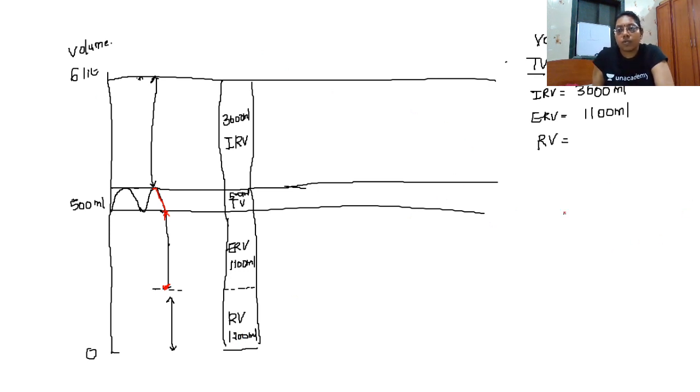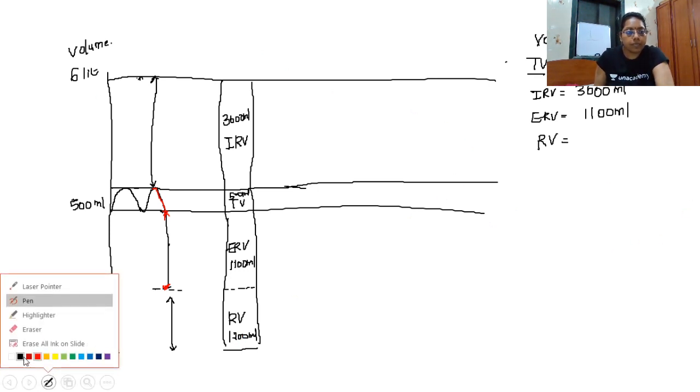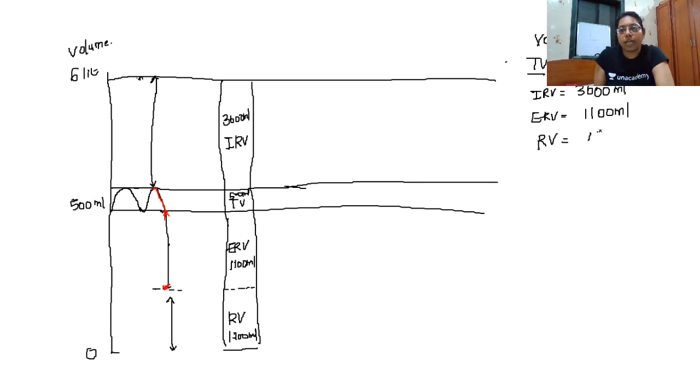Now, the residual volume I told you is 1200 ml. Now, combinations of these give you capacities. So let's discuss the first one, inspiratory capacity. For inspiratory capacity, I'll use another one. Inspiratory capacity is this.